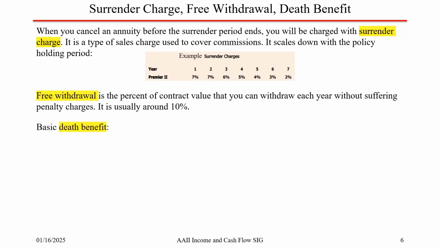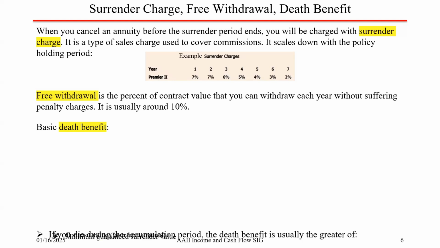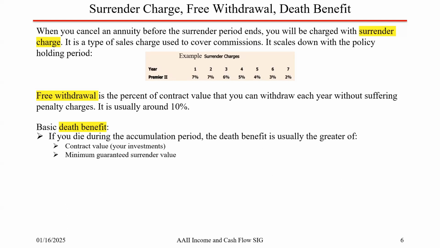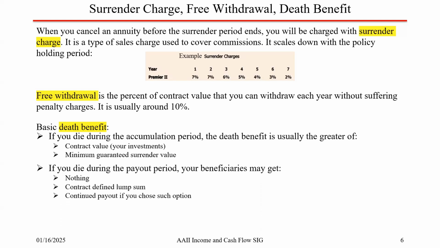Okay, thank you. So, basic death benefit. If you die during the accumulation phase, that's the deferral, right? The death benefit is usually the greater of either the contract value, which is your investment, or a minimum guarantee surrender value that's in your contract. And if you die during the payout period, which is the second phase, after you annuitize and you're getting monthly income, your beneficiary may get nothing, or may get a lump sum defined in the contract, or get paid continuously if you choose such an option and if the option is available.